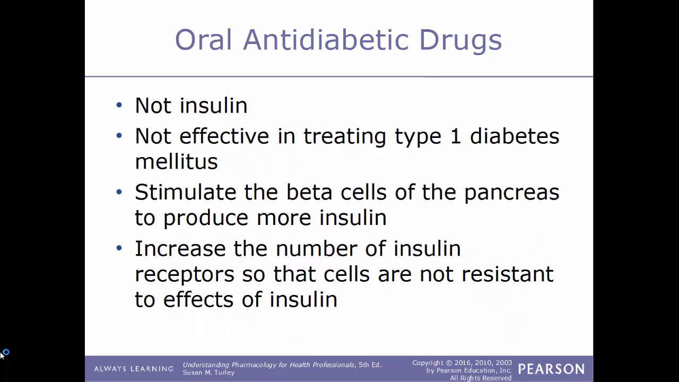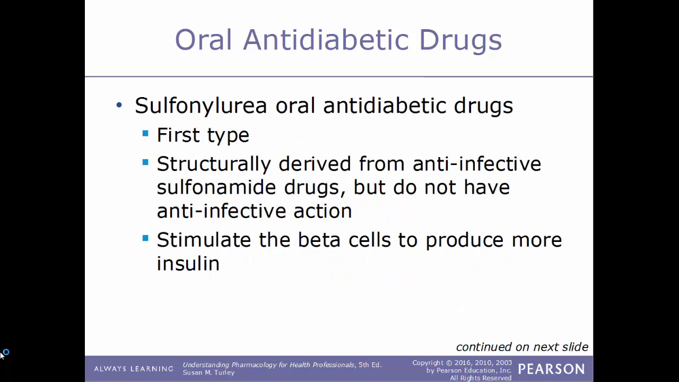Now, oral antidiabetic drugs are not insulin, and they're not effective in treating type 1 diabetes mellitus. These kinds of drugs act by stimulating the beta cells of the pancreas to produce more insulin, or they can also act by increasing the number of insulin receptors so that cells are not resistant to the effects of insulin. One example of an oral antidiabetic drug would be the sulfonylurea drugs.